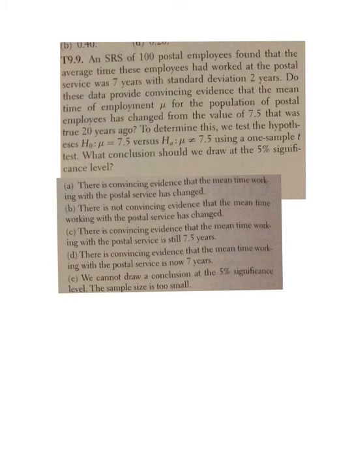Number 9. So we're actually going to do a test on this one. So a simple random sample of 100 postal workers. 7 years was the average for them, with a 2 years standard deviation. Now, 20 years ago, it was 7.5. So we want to determine if things have changed dramatically. So our null hypothesis is 7.5 versus a two-tailed alternative of not 7.5, at 5% significance.